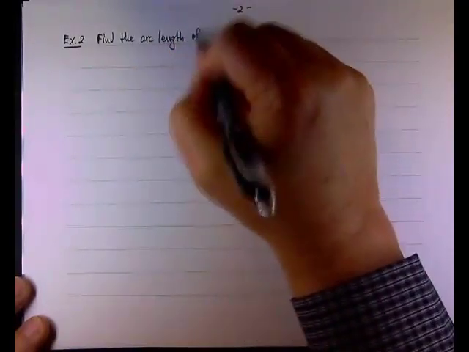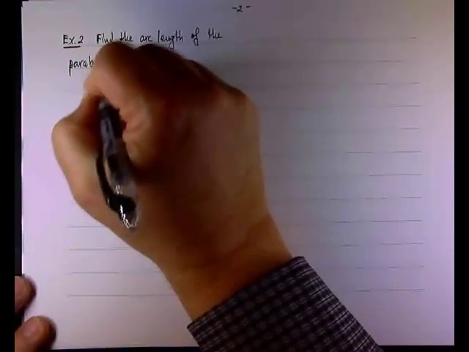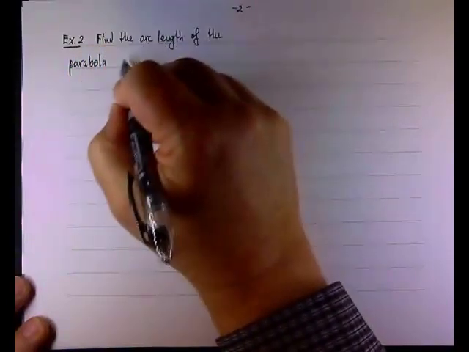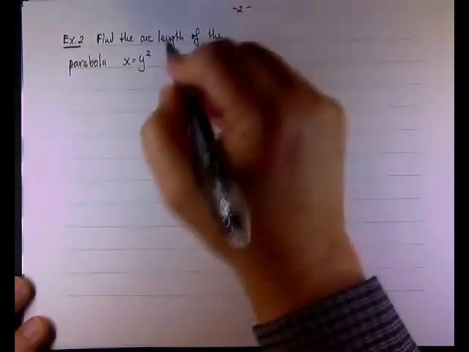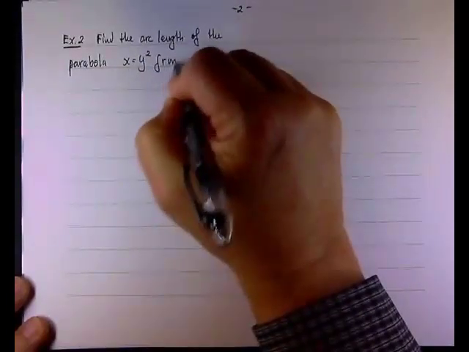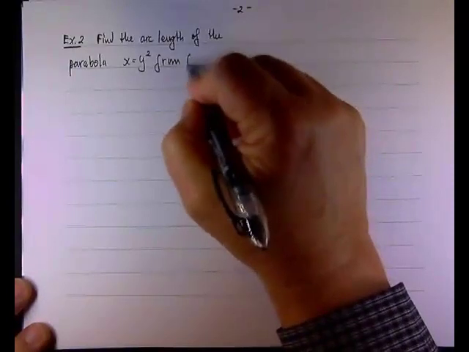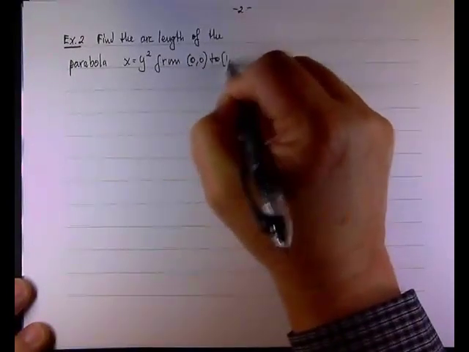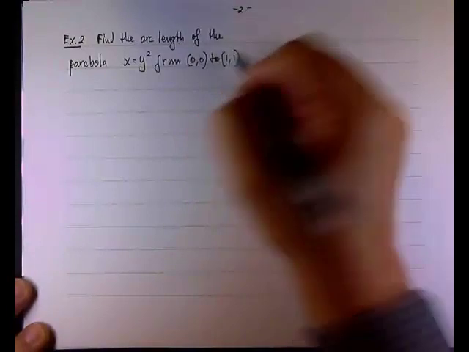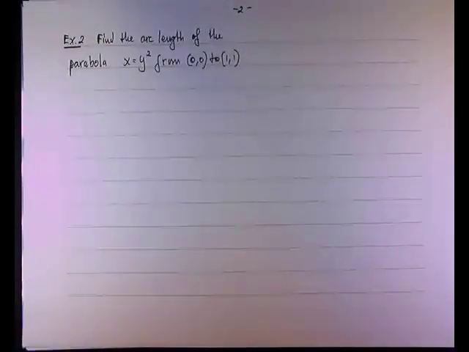we want to find the arc length of the parabola, and the parabola is x equals y squared. Okay, and again we want to go from a certain value to another value, so we go from (0, 0) to (1, 1), like so.